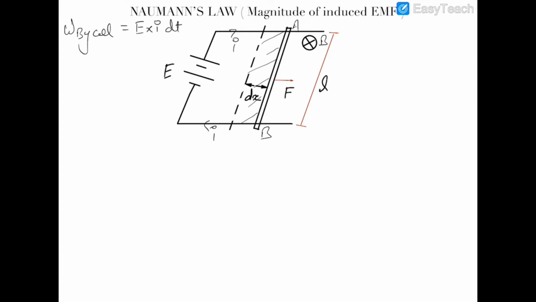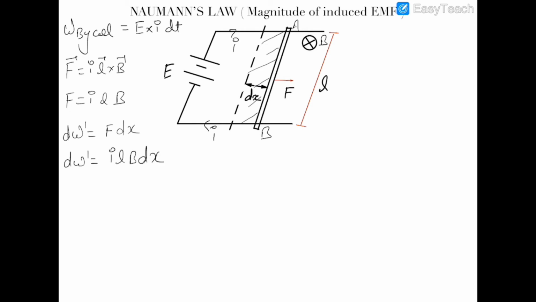The formula of this force is in fact I L cross B, and the length of the rod and the magnetic field are perpendicular to each other. Therefore the magnitude of the force can directly be written as I L into B. The work done by this force in moving the rod by a distance dx would be F dx, and dW dash would be equal to ILB into dx.